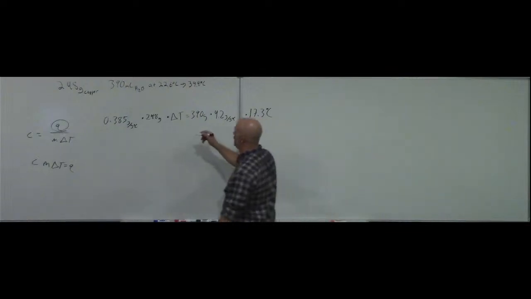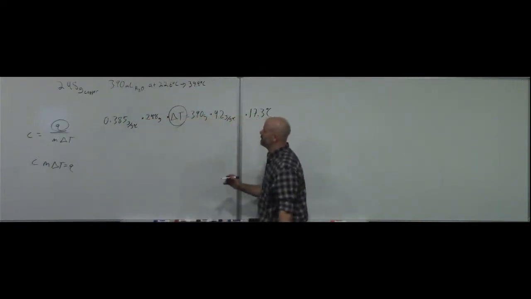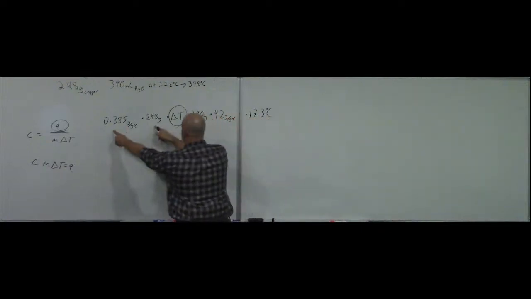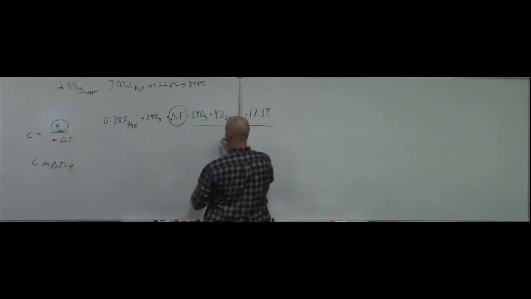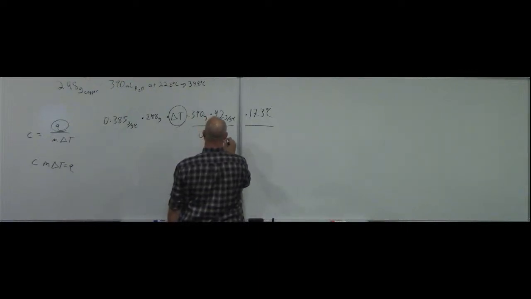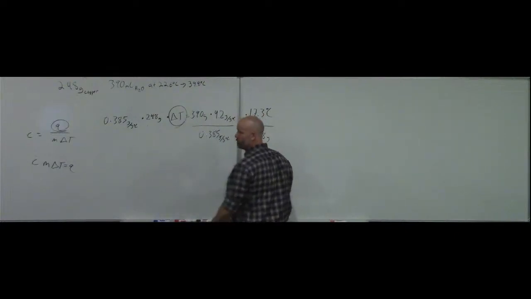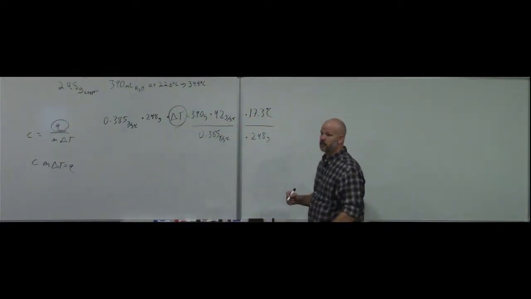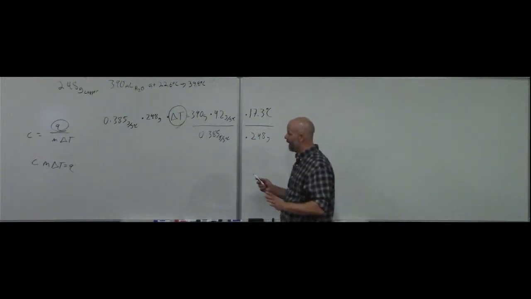So I'm just looking to solve for this. To do that, all I need to do is divide by this. So I'll put a line here, and I'll go 0.385 joules per gram degrees centigrade times 248 grams. Do me a favor, put your pencil down. It's a good point to just check and see, are we even on the right track, okay?